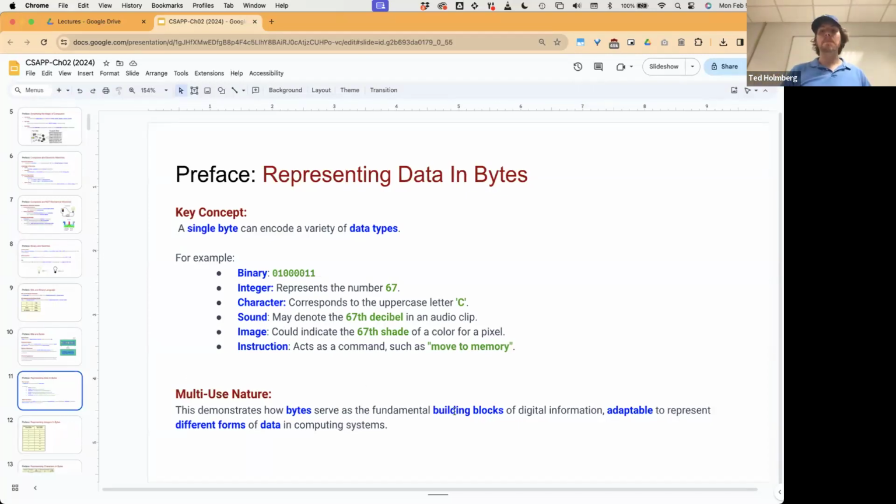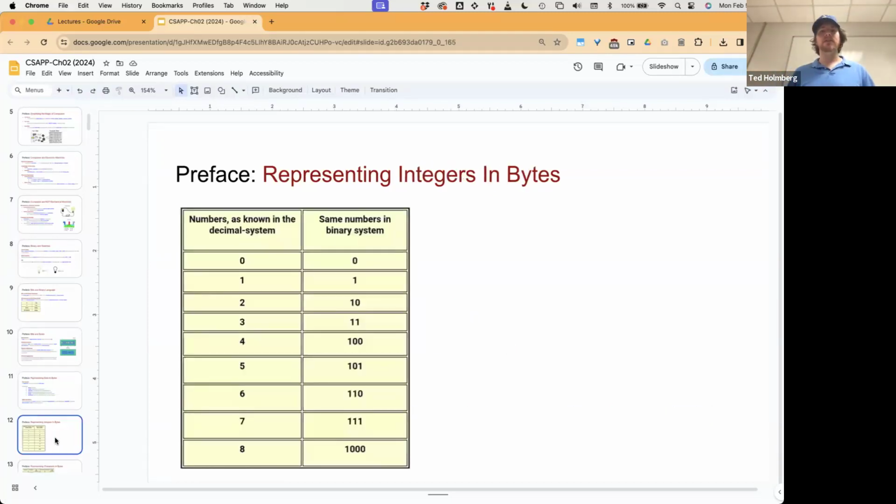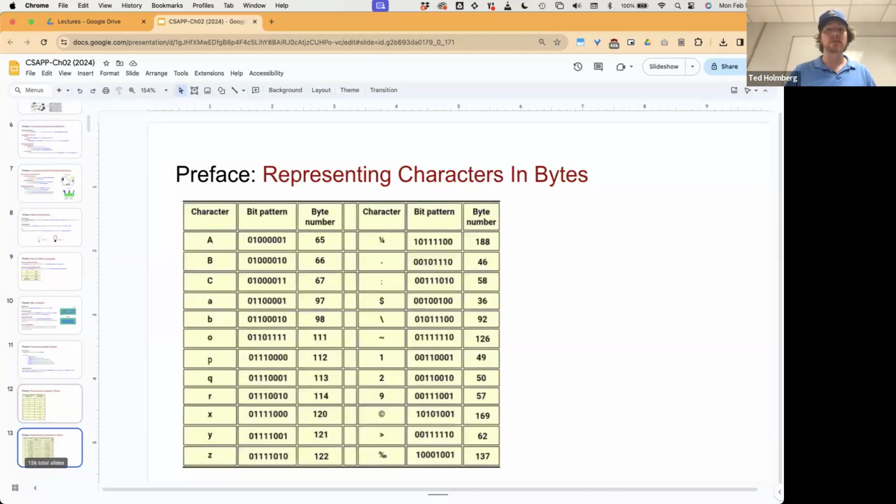So our bytes represent our building blocks. They're super adaptable, and they can take as many different forms as we want to encode to them. And just some examples of this, we have the ability to map our decimal number system onto a binary system. We're able to map our alphanumeric characters or glyphs to a bit pattern, bit sequences that then map into a binary sequence.